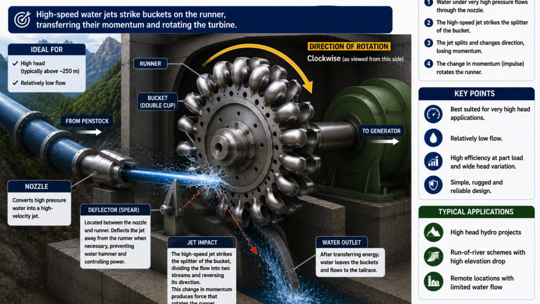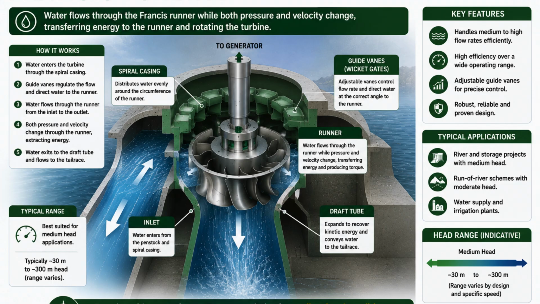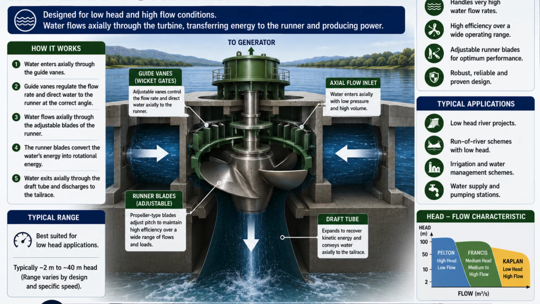For medium head applications, the Francis turbine is one of the most common solutions. Water flows through the Francis runner while both pressure and velocity change. And for low head, high flow projects, engineers often use a Kaplan turbine. It looks somewhat like a giant ship propeller, but its blade design and control system are optimized for extracting energy from flowing water. Selecting the correct turbine depends on the hydraulic conditions of each project.